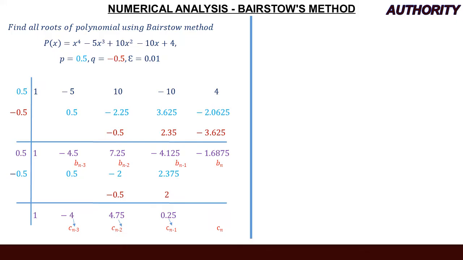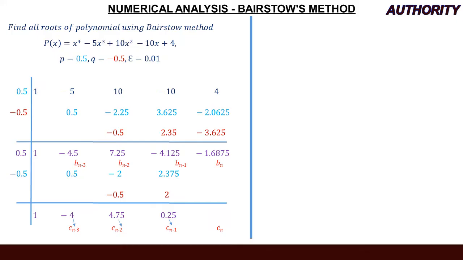We add up. What are we adding up? 7.25 plus minus 2 plus minus 0.5. Add up is going to give us 4.75. So this 4.75 multiplied by P, which is 0.5, is going to give you 2.375. Then we step back to minus 4. So minus 4 multiplied by Q, which is minus 0.5, is going to give us, sorry, positive 2. Now we add up.